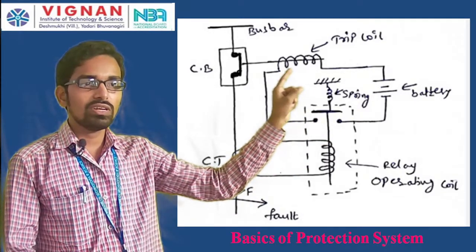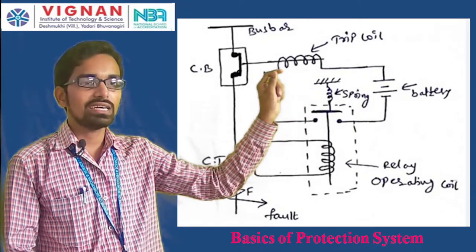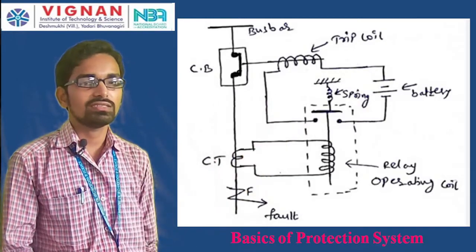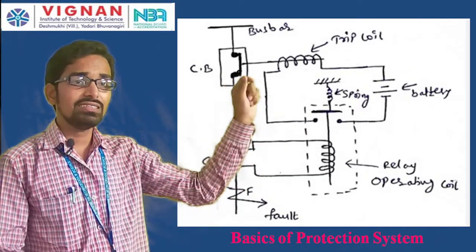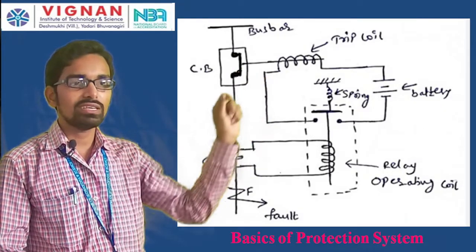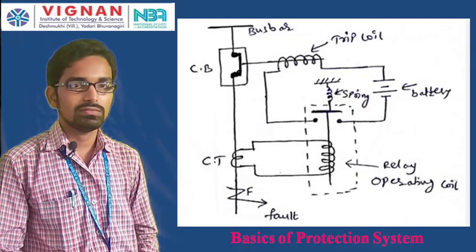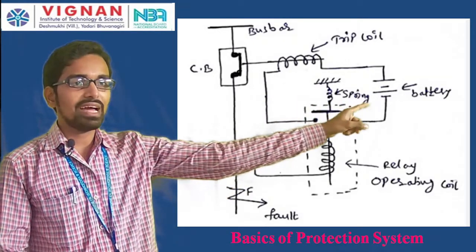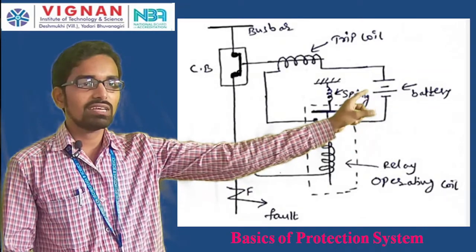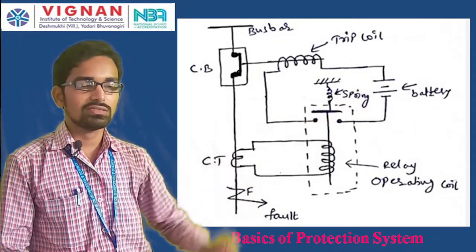Whenever this trip coil is energized, it moves the mobile contact of the circuit breaker away from the fixed contacts. That means it is the opening of the circuit breaker, and it is disconnecting the faulty section from the healthy section whenever a fault takes place. So, this DC supply, the battery, will provide DC supply only when the contacts of this relay are closed.